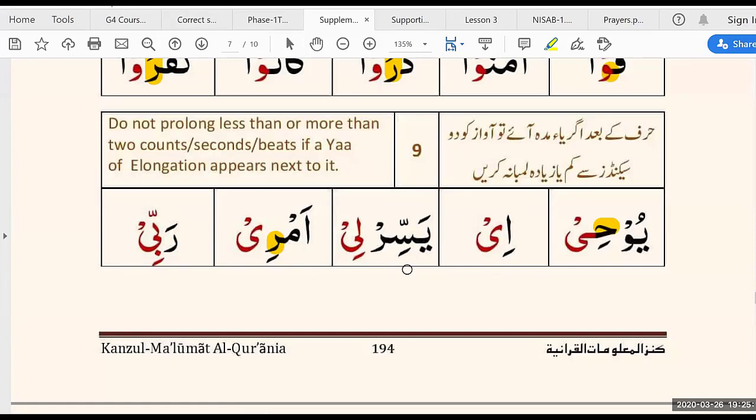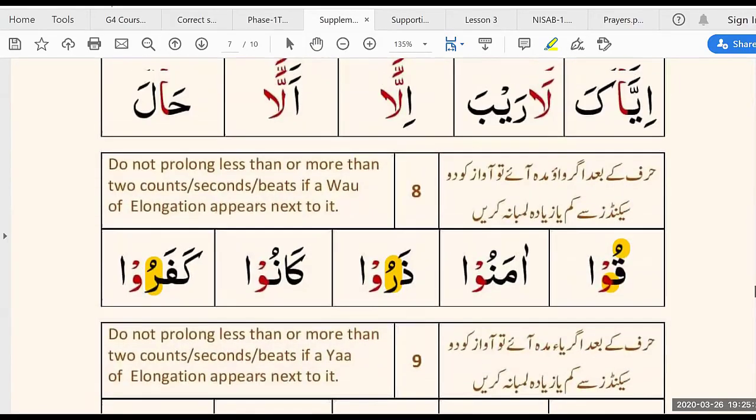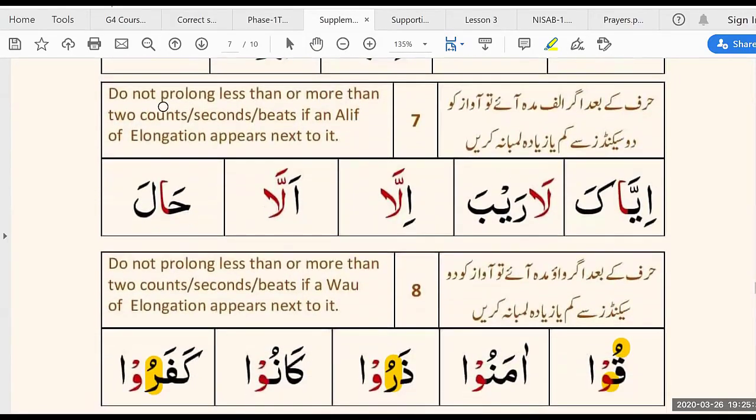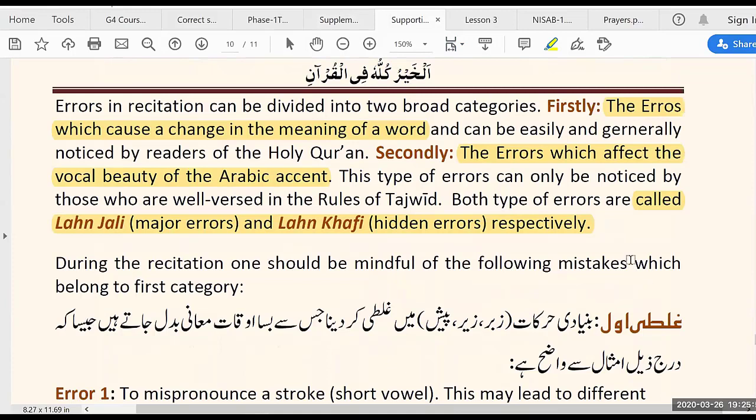Okay. So now we have covered all 3 letters of elongation, and I don't know if anyone has noticed there is a lot of stress on the fact that it should not be prolonged less than or more than 2 seconds, counts, or beats. So I would just like to ask all of the students if anyone knows. Okay, before I actually ask the question, let's go through this. So this is also from the book Talimul-Quran.